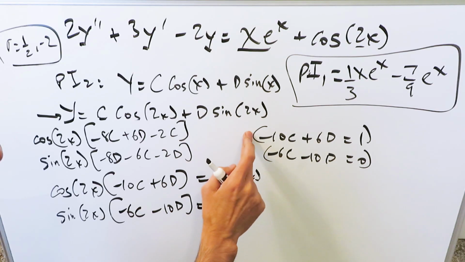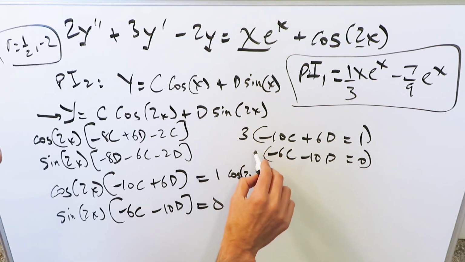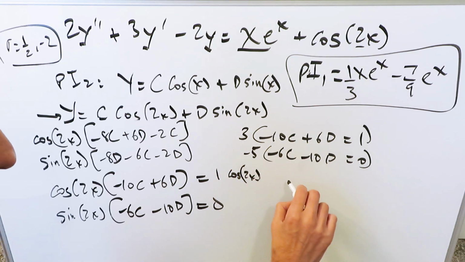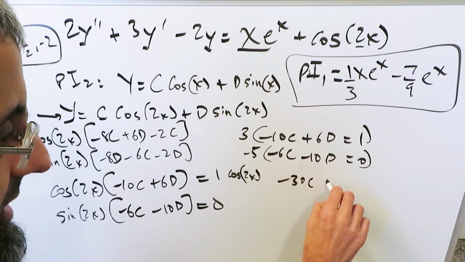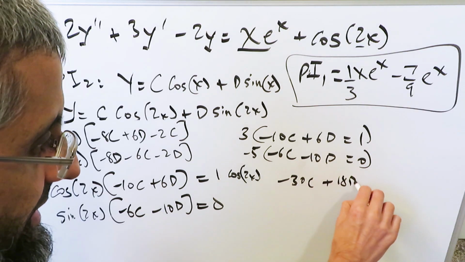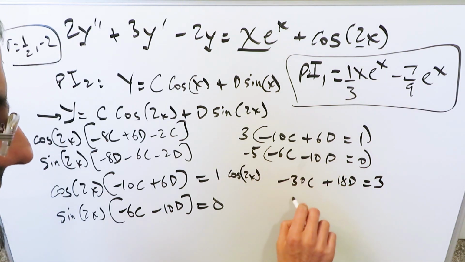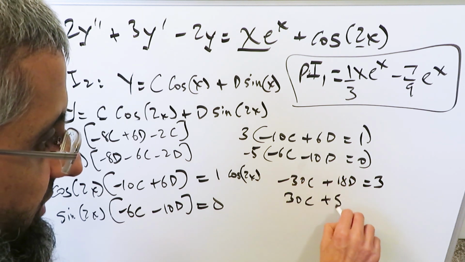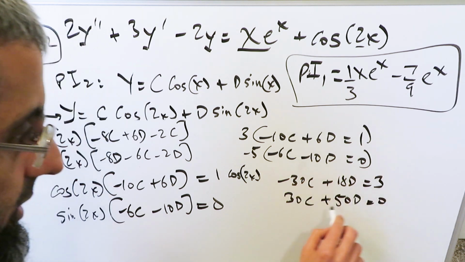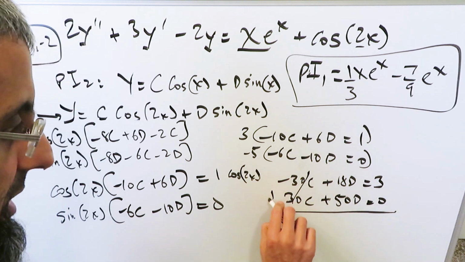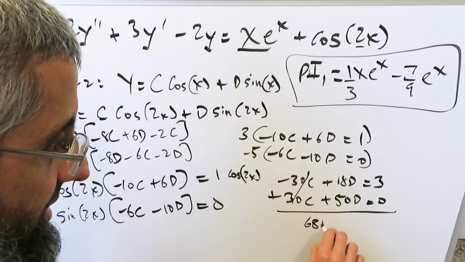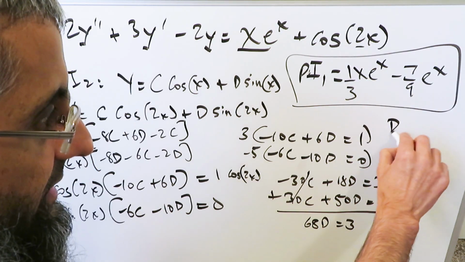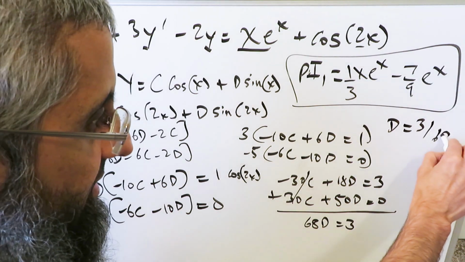You can multiply this top term here by a 3. You can multiply this by a minus 5. What do I have? I'll have here a minus 30c plus 18d is equal to 3. Here I'll have a 30c positive 50d is equal to 0. These will cancel out. I'm adding them up. I have here a 68d is equal to 3, and d here is equal to 3 divided by 68.